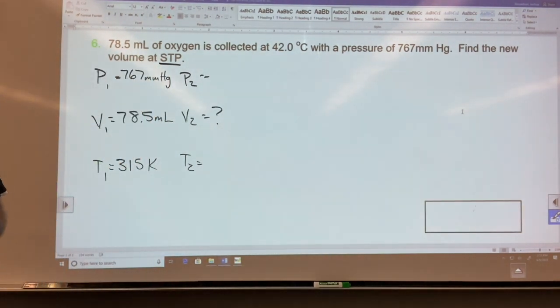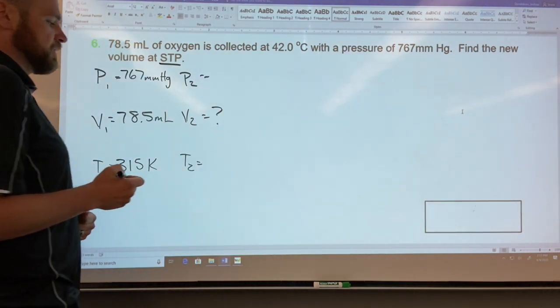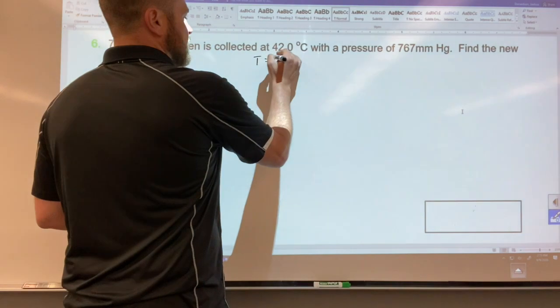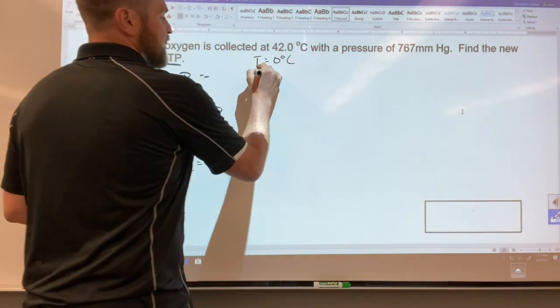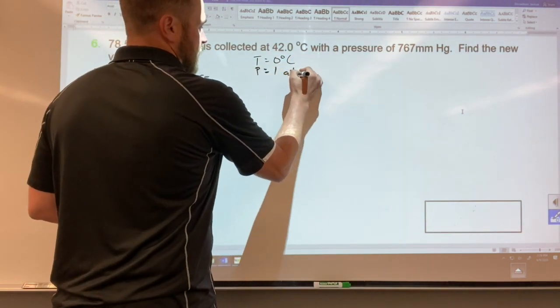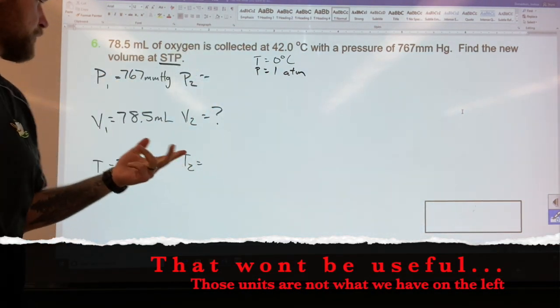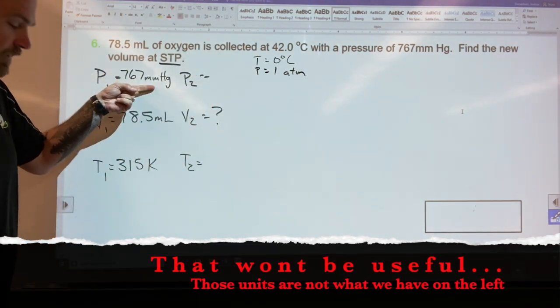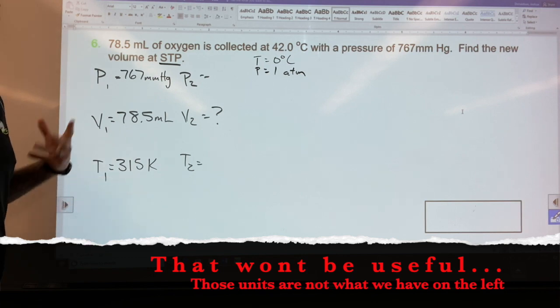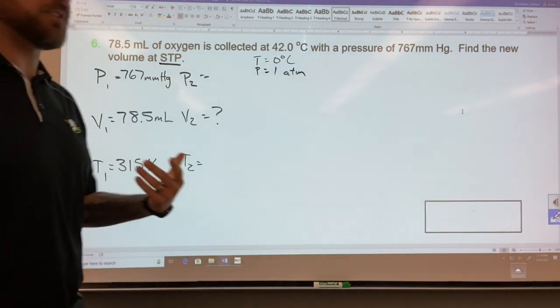Now, if you review your notes, that says that standard temperature and standard pressure is a temp is 0 degrees Celsius and standard pressure is 1 atmosphere. Okay, now neither one of those numbers are particularly helpful to us because we have millimeters of mercury here and we have Kelvin here. So we need to do a little bit of conversion, okay?